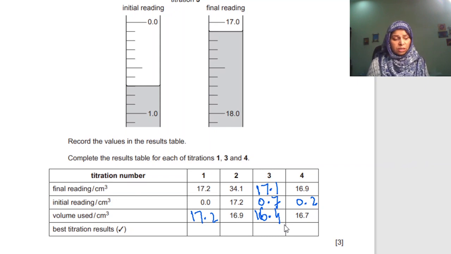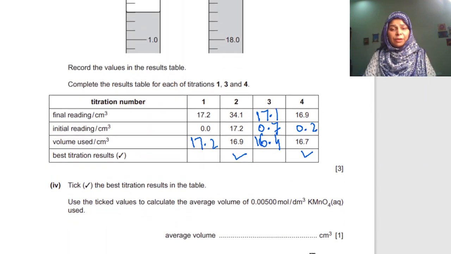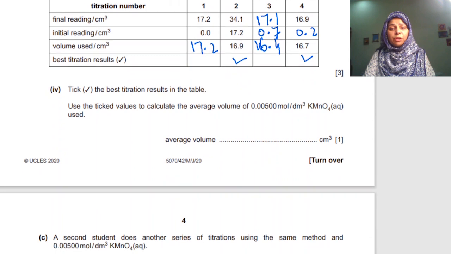Which are the closest ones, right? The closest ones, with a 0.2 difference, are 16.7 and 16.9. So these are the best titration results, which we will tick here. And after completing all these values we will get full 3 marks. And how to get the average value? Right here.